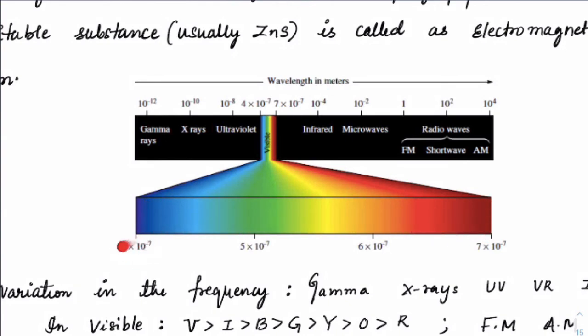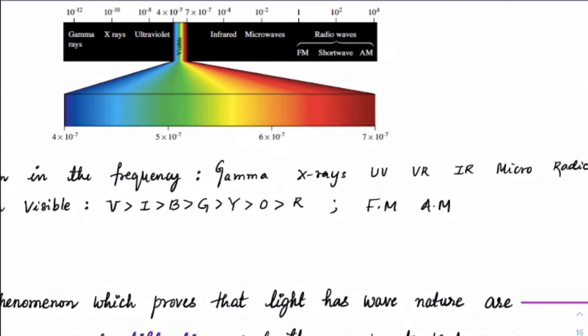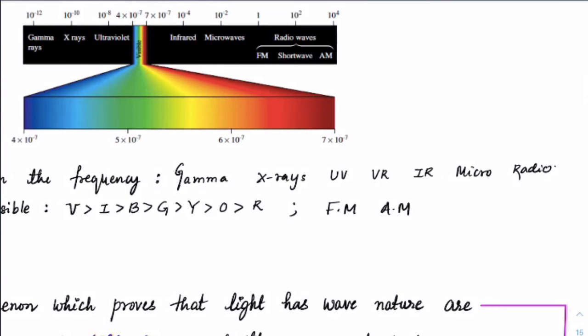The visible range is 4 into 10 raised to power of minus 7 meters to 7 into 10 raised to power of minus 7 meters in wavelength. That's how you'll get infrared, microwaves, radio waves and so on. One thing you have to remember, this is asked directly in questions. Gamma is greater than X-rays, then UV, then visible region, then infrared, micro and radio. This is in terms of frequency. In terms of wavelength, it is exactly opposite. More frequency means more energy. So in an energy comparison too, gamma has more energy than X-rays, UV and so on.